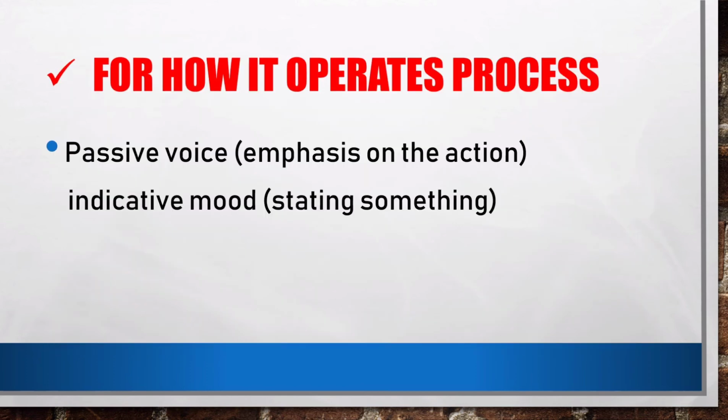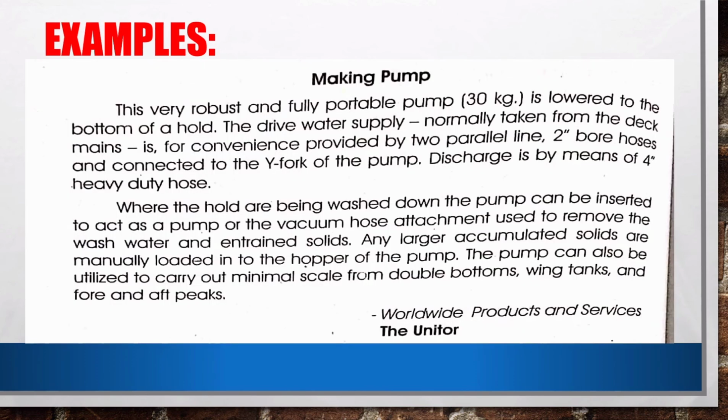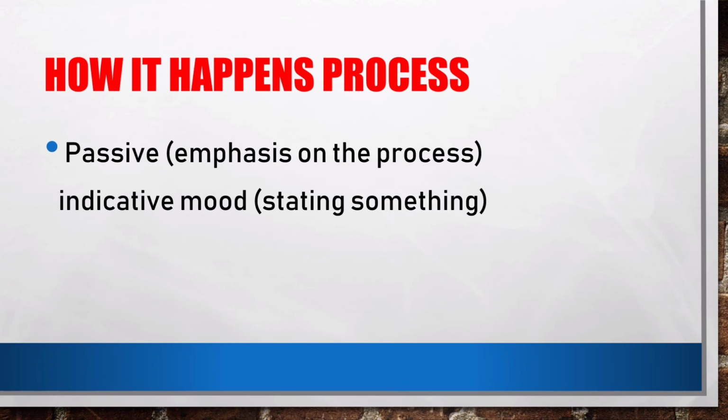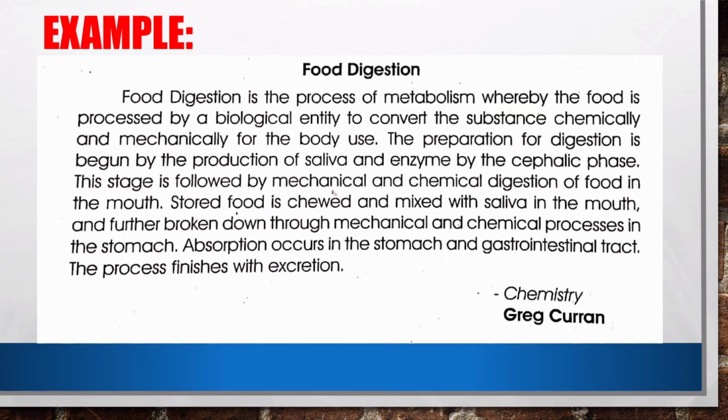Similar to how it operates process, how it happens also uses passive voice and indicative mood of the verb. Making pump. The same in the example I showed a while ago. This is in line with passive voice because it is not mainly focused on the doer but purely on the actions. Similar to how it operates process, how it happens also uses passive and indicative mood. For example, in food digestion.